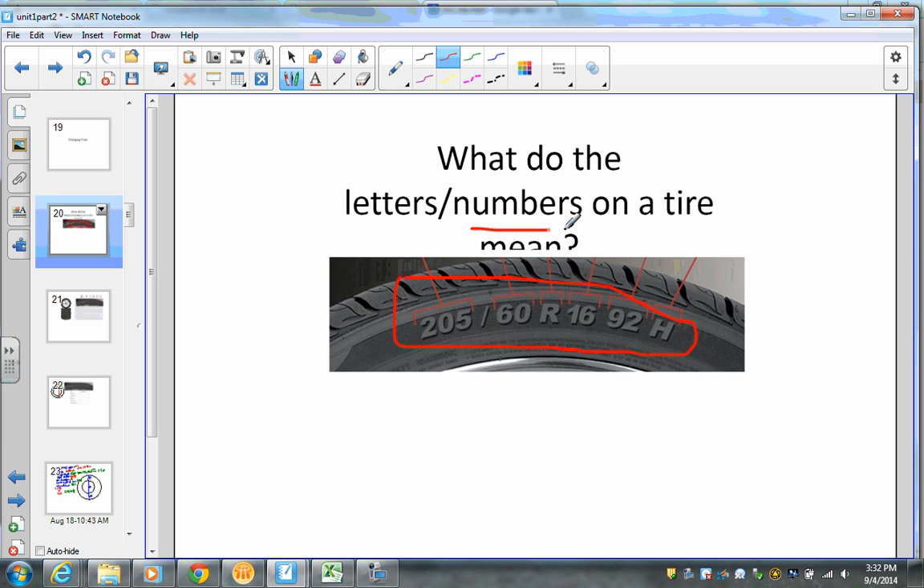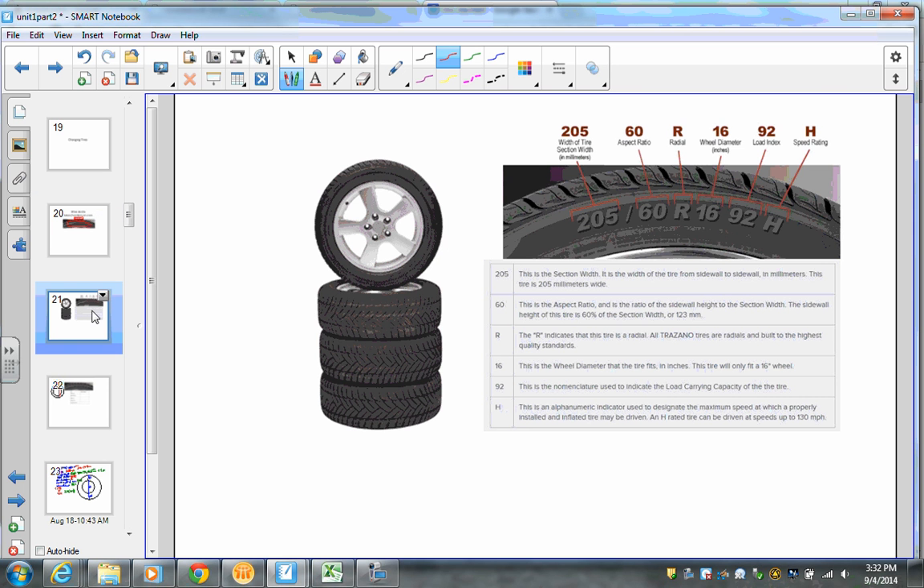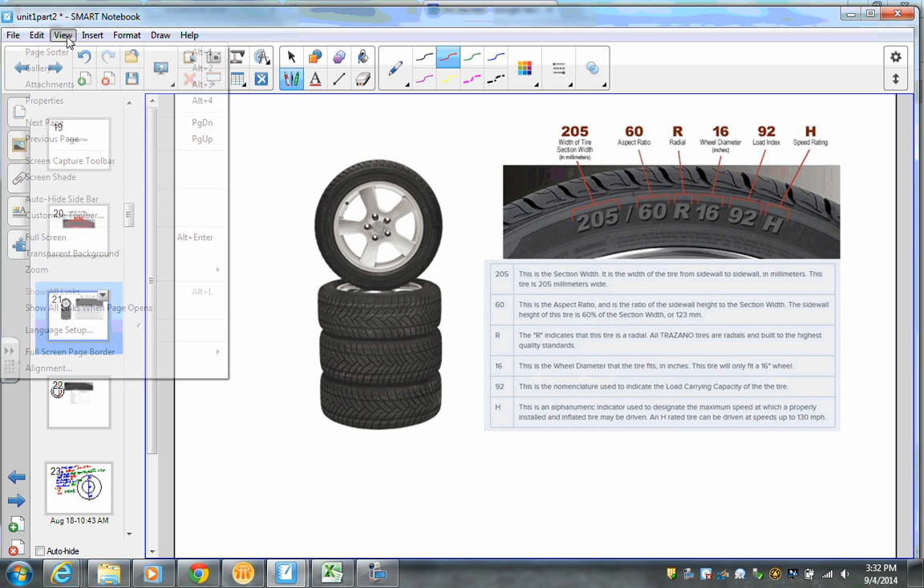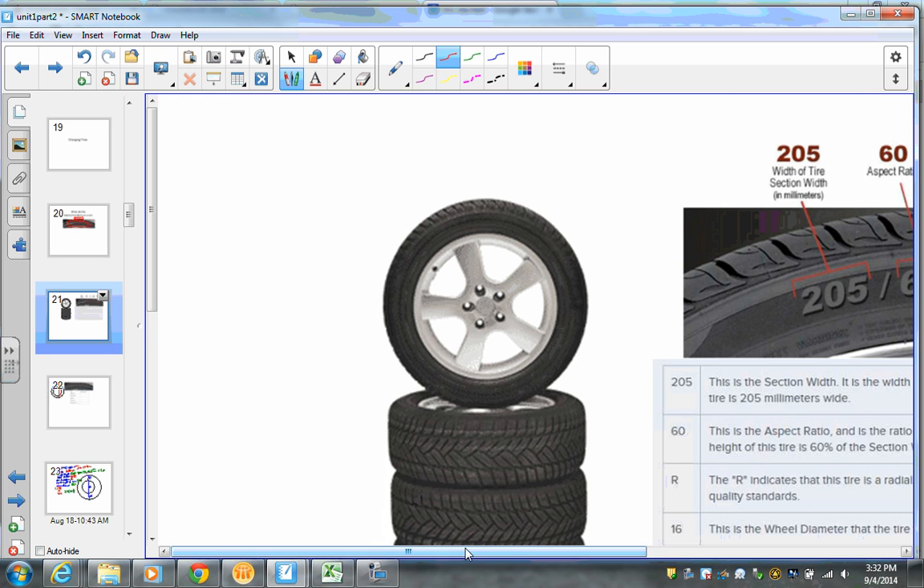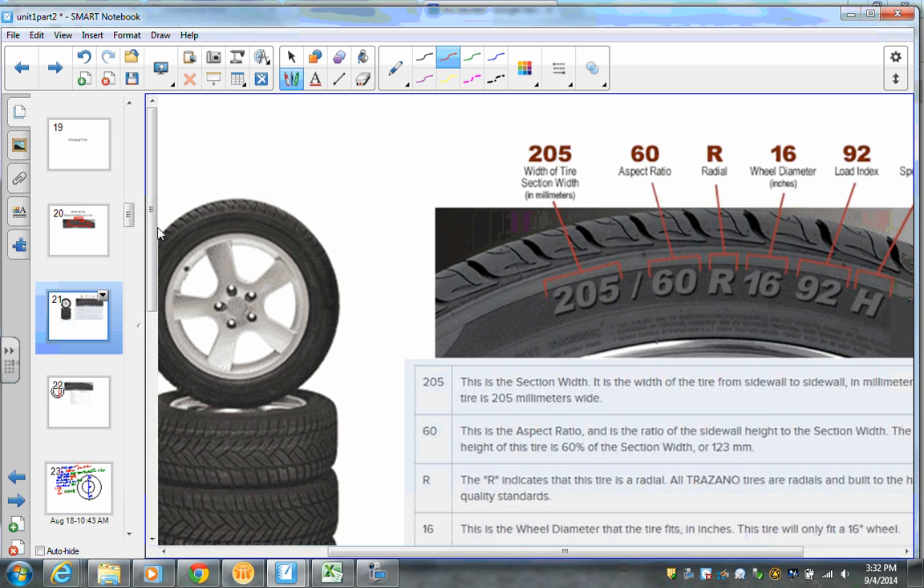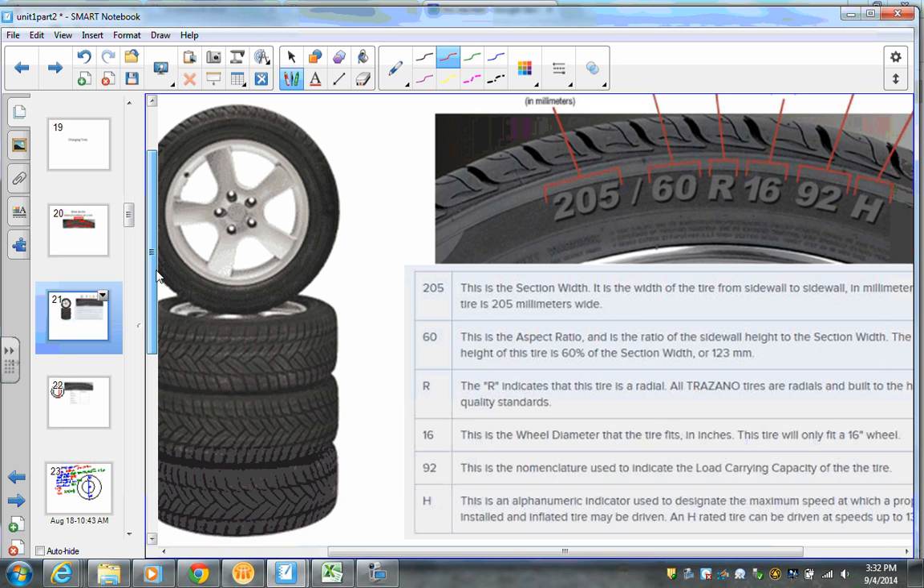And of course, it gets cut off here because of the picture, but the question was, what do these letters and numbers mean on a tire? And so this is a little decode chart to decode everything. And I'm going to zoom in because it is kind of hard to see. And I have a picture here to help us out. All right, so hopefully this will all fit for the most part.